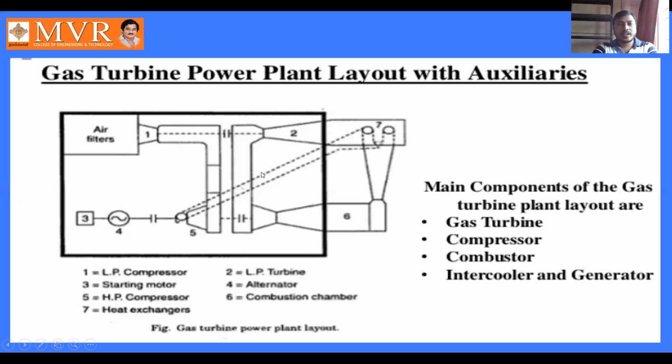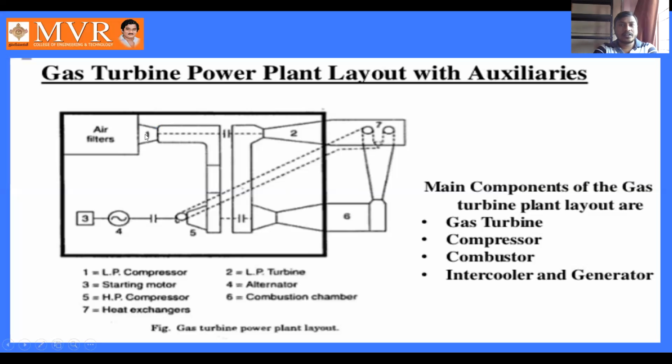This is the gas turbine power plant which we are studying. Once again, I will explain the gas turbine power plant layout. The air coming from the atmosphere enters the low pressure compressor for the compression process.